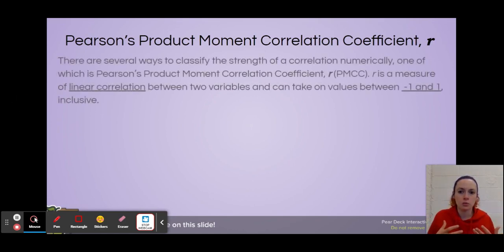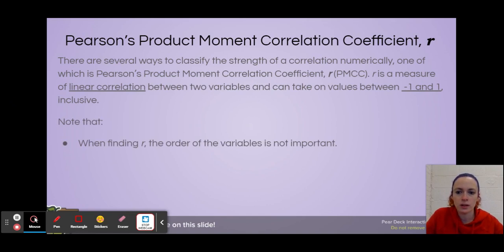So while there are several ways to classify the strength of a correlation numerically, one of them is Pearson's product moment correlation coefficient, or R, or we'll abbreviate it to just PMCC sometimes. R is a measure of linear correlation, very specific, between two variables, and it can take on values between -1 to 1 inclusive. A correlation of -1 means that it's perfectly negatively correlated. A correlation of +1 means that it's perfectly positively correlated.